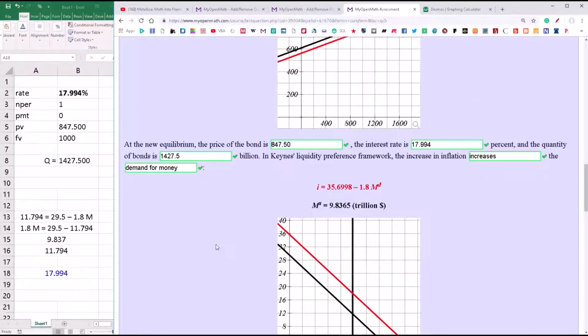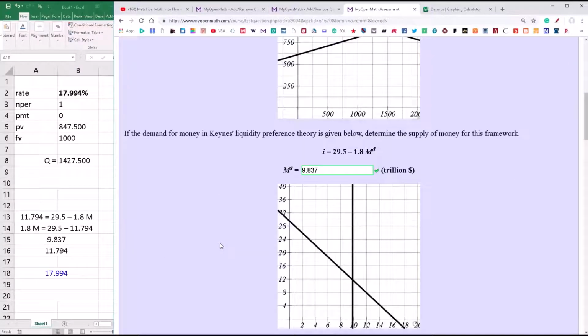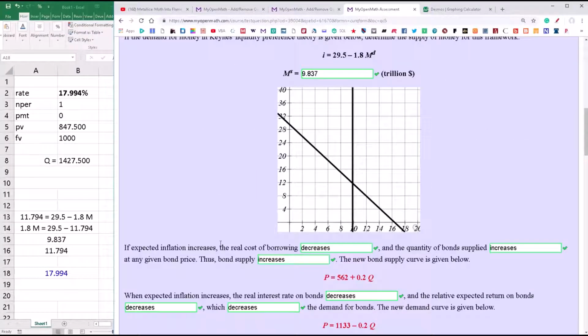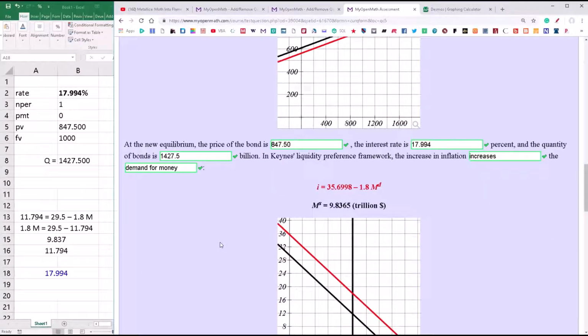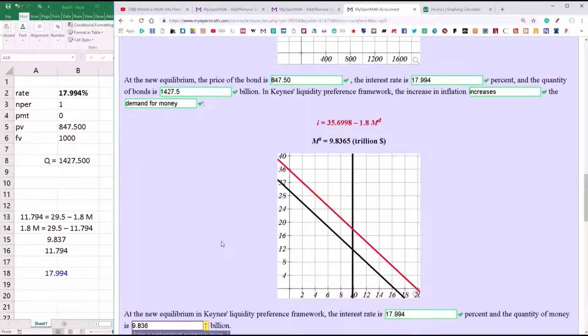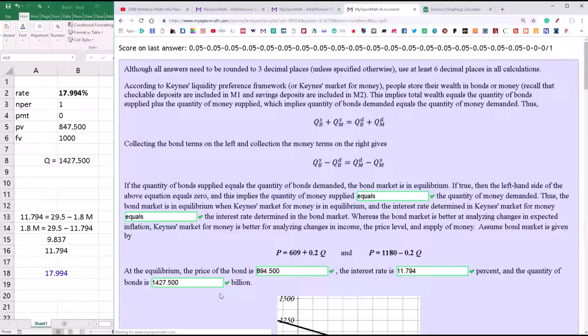Let me just make sure. Quantity of money is 9.837. Yeah, 9.837. We round this to three decimal places, and it's the same as it was initially, 9.837. Hit enter.